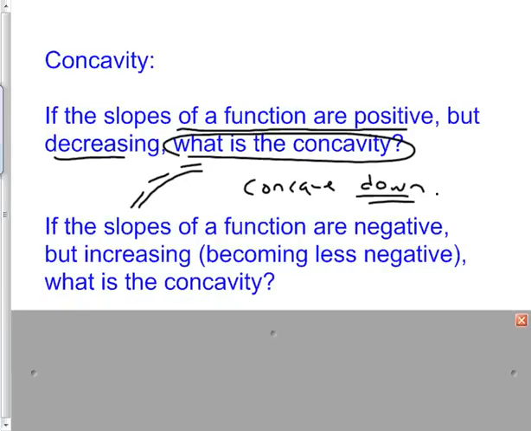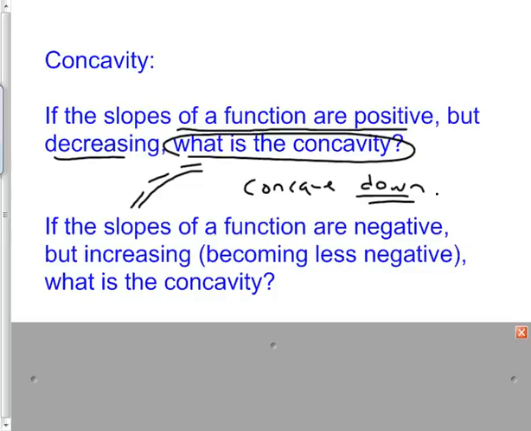What about if the slopes of a function are negative but increasing? So here's a negative slope. Increasing means becoming more positive or less negative. So increasing, increasing. All of those are negative slopes, but they're becoming less negative. What's the concavity there? Well, connecting the lines, clearly that's concave up.